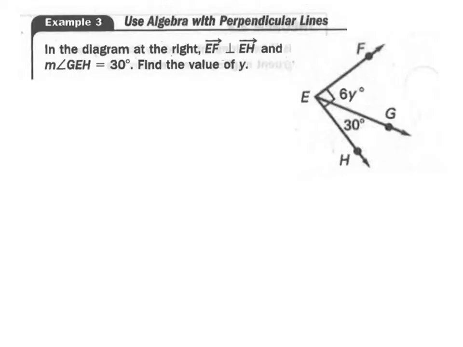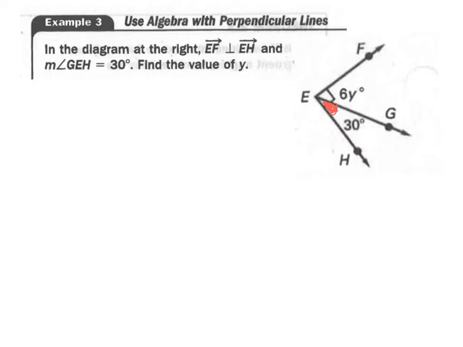Look at this one. This one is practically the same type of question, but they just threw a little bit of algebra in there. So it says in this diagram, EF is perpendicular to EH. And the angle GEH, which is this smaller angle here, is 30 degrees. Find the value of y. How can we establish a relationship? How are they related and connected with each other?